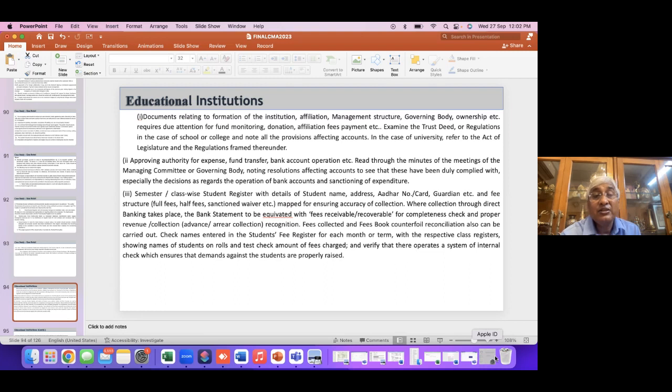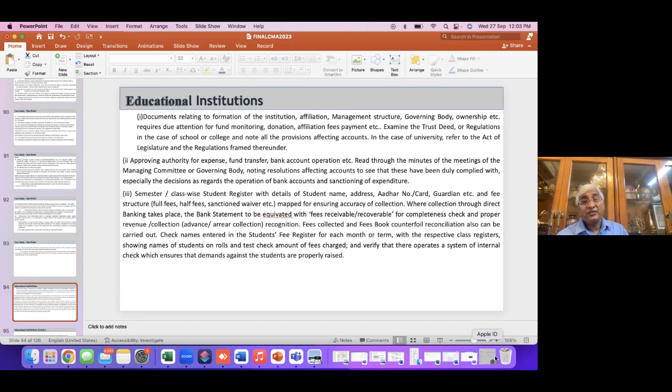Like that, you have to select that organization, then it will be much more meaningful from the funding, management style, management type, and expenditure authorization. All these again will hover around that particular type of organization. The approving authority for the expense, fund transfer, bank account operation: read through the minutes of the meetings of the managing committee or governing body, noting resolutions affecting accounts to see that these have been duly complied with, especially the decisions regarding the operation of bank accounts and sanctioning of expenditure.